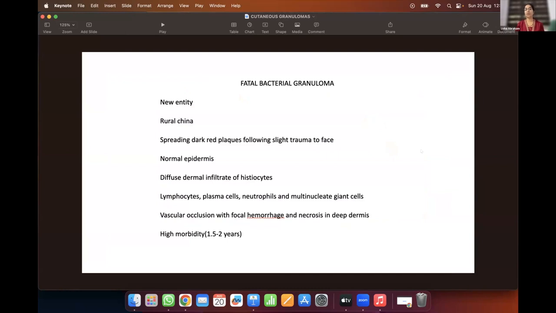The epidermis was normal, but the dermis showed a diffuse dermal infiltrate of histiocytes along with lymphocytes, plasma cells, neutrophils, and multinucleate giant cells. In addition, there was also vascular occlusion with hemorrhage and necrosis. So this condition has a high morbidity of 1.5 to 2 years.